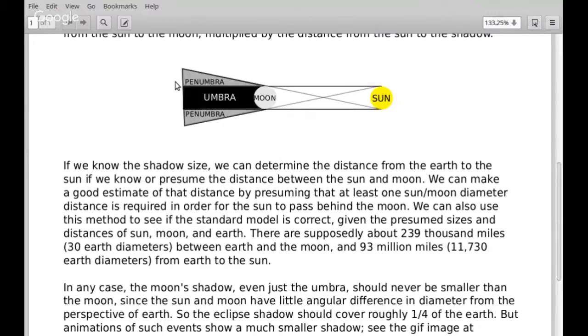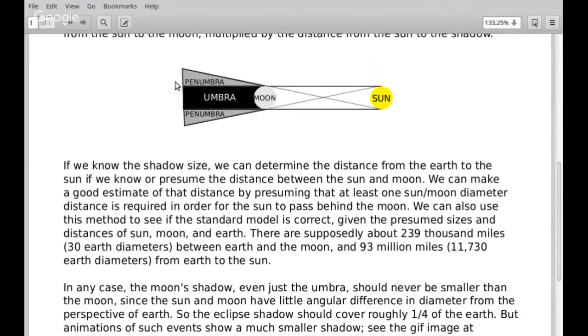We can make a good estimate of that distance by presuming that at least one sun-moon diameter distance is required in order for the sun to pass behind the moon. We can also use this method to see if the standard model is correct given the presumed sizes and distances of the sun, moon, and Earth. They're supposedly about 239,000 miles, which is 30 Earth diameters, thereabouts. Close enough for this exercise.